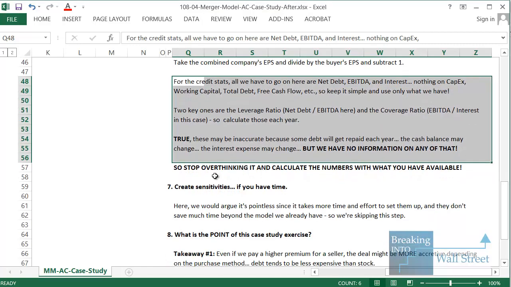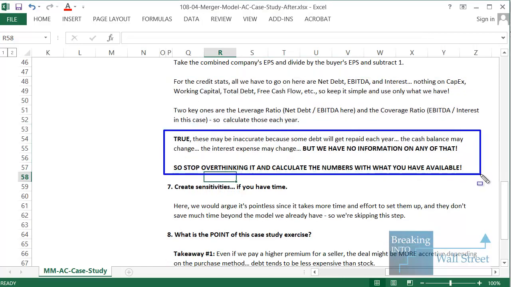Do not overthink this part of it. A lot of people get into trouble in these case studies when they start overthinking it and start thinking about all the other possibilities, all the other things they could add. But if you don't have the information, then you cannot do anything. So do not overthink it and calculate the numbers with what you have available.